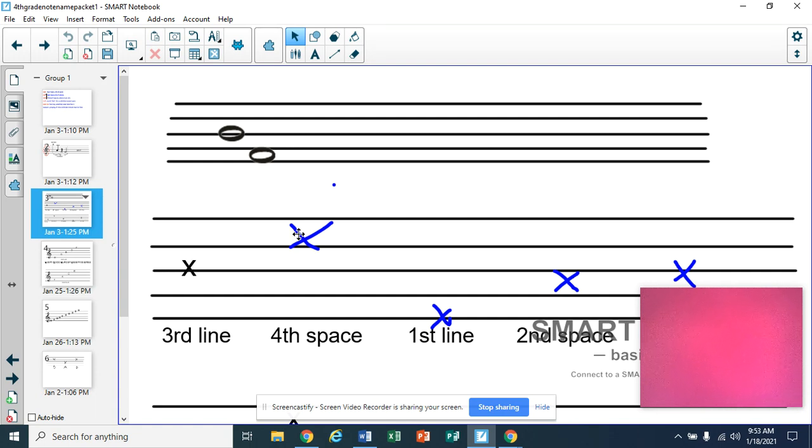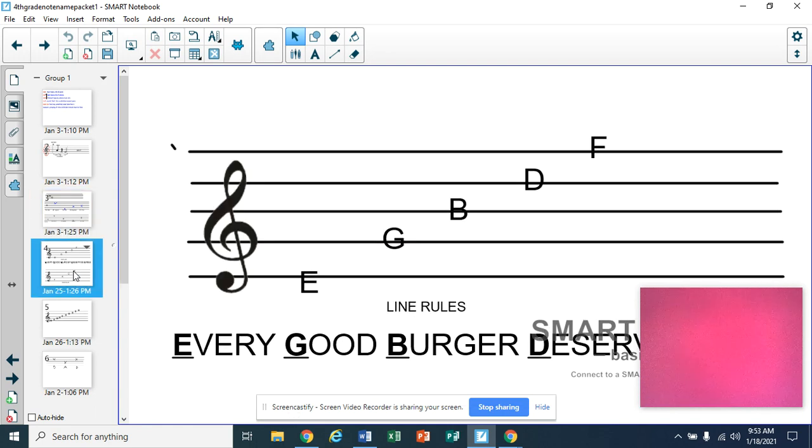Here's an example of the 4th space. We went to the first space and counted up. Space 1, space 2, space 3, space 4. The first line is located down here, line 1. The second space is located over here, space 1, space 2. So keep in mind that everything is counted from the bottom to the top.